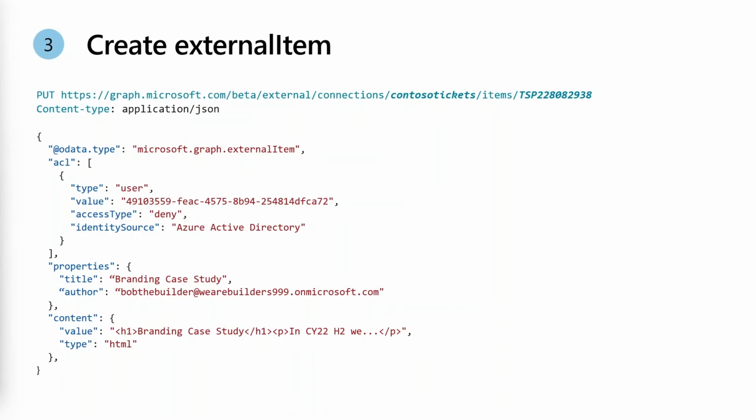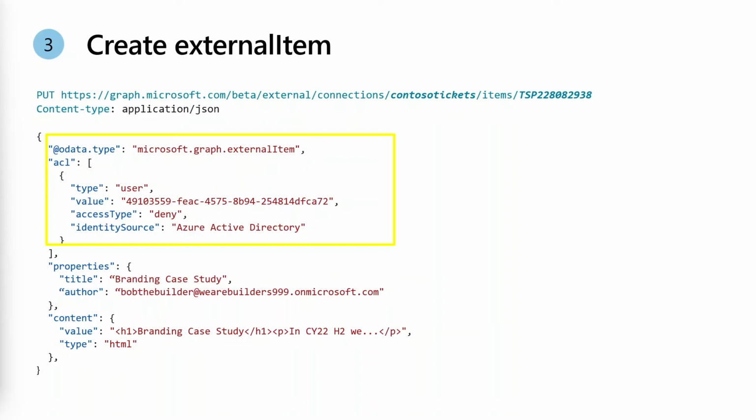Now that you have created the connection and the connection schema, it's time for you to start adding items into this connection. To do that, you do a put on this endpoint. Note that you can use any ID that you want to, and this quite often could come from the source data. In the body of the create external item call, there are three sections. The ACL section allows you to specify your access control list for this item to ensure only the groups and users you want will be able to see this item anywhere in the Microsoft 365 experiences.